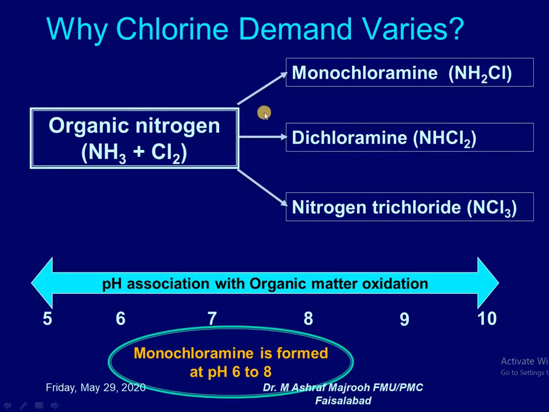Now why does the chlorine demand vary from water to water? Different waters contain different organic matter and nitrogenous compounds. The chlorine will combine with ammonia, NH3, in the nitrogenous organic matter, and it will be converted into monochloramine, dichloramines and nitrogen trichloride, that is, trichloramine.